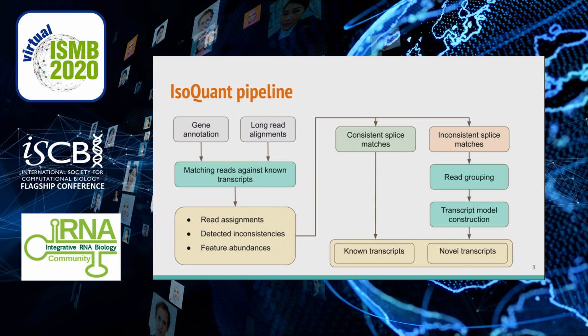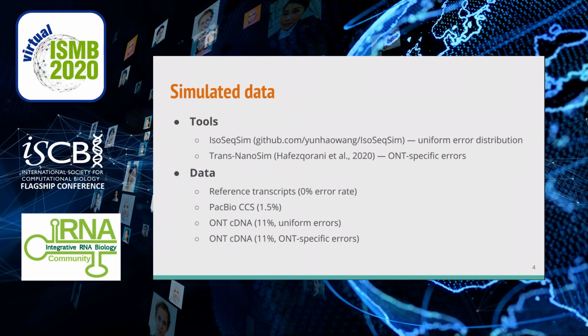For testing, we used reference transcripts as a perfect case. We simulated PacBio CCS data with error rate at about 1.5% and two different nanopore datasets, with isoSEC-SIM with uniform error rate and with TransNanoSim with ONT-specific errors, both with 11% error rate.